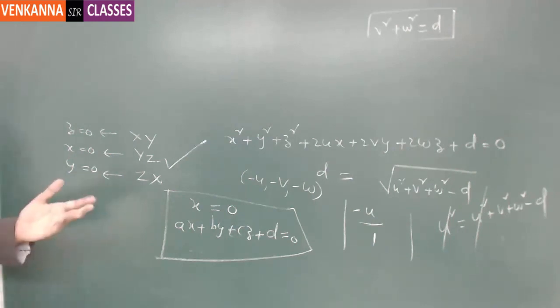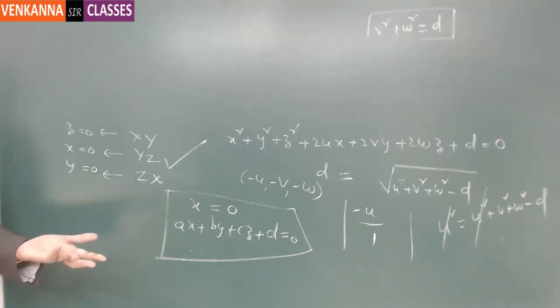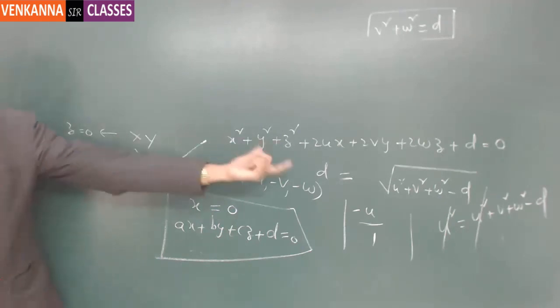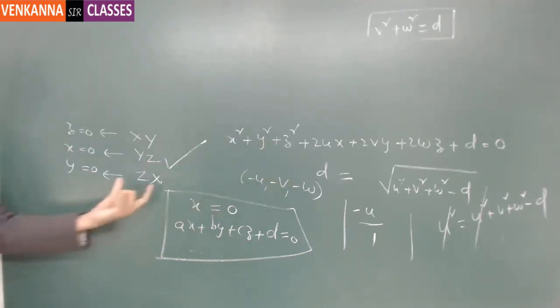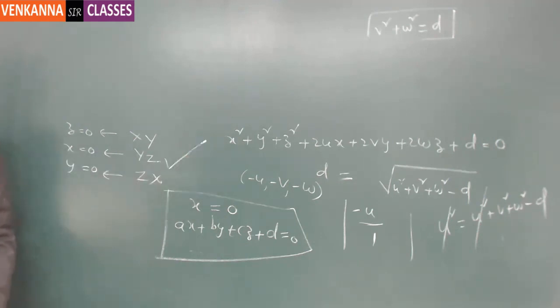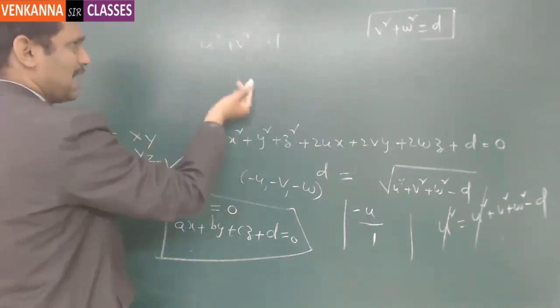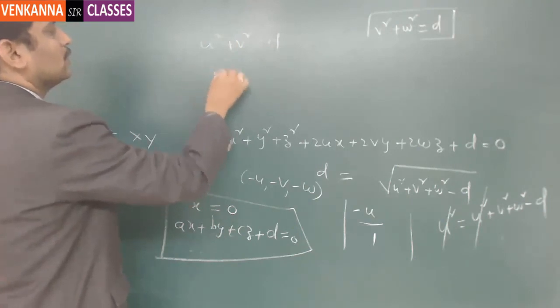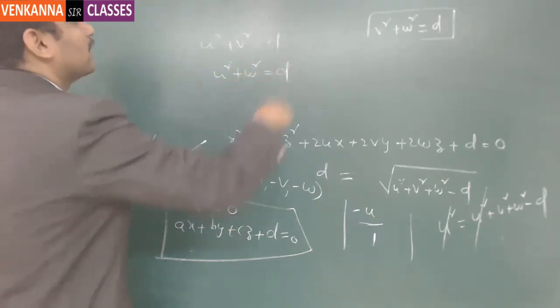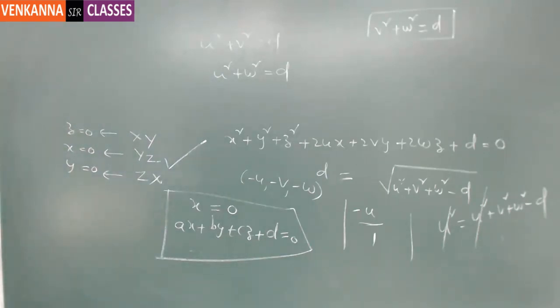Similarly, you have other distances also. The distance from the xy plane equal to radius, and the distance from the zx plane equal to radius. Using the same technique, you will get the other equations as u square plus v square is equal to d and u square plus w square equal to d. Are you getting the pattern? How have these equations come? Right. Now, let us add all the three equations together.